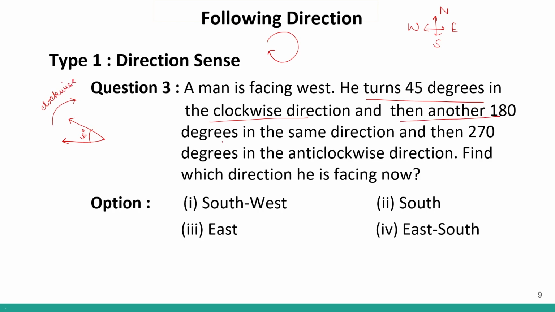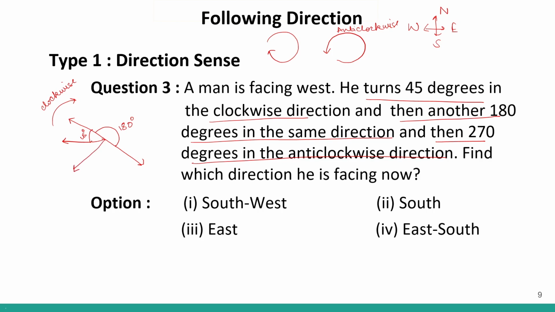Then he took another 180 degrees in the same direction. So same clockwise, in clockwise direction, he turned 180 degrees. So it will be here. This will be 180 degrees, right? Now, then he took 270 degrees in the anti-clockwise direction. So this direction is anti-clockwise. So if he turns 270 degrees anti-clockwise, 180 degrees already covered.